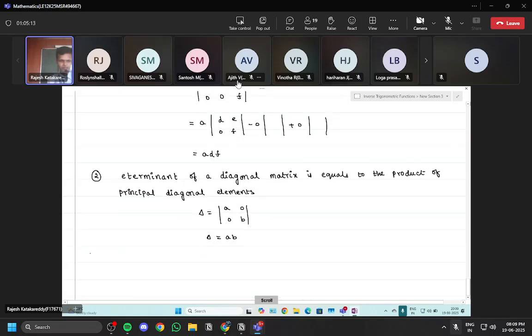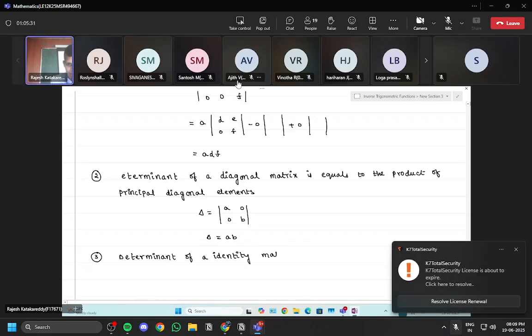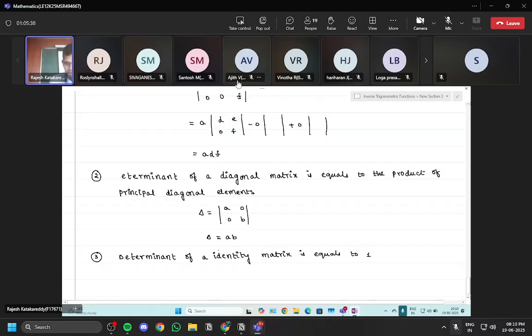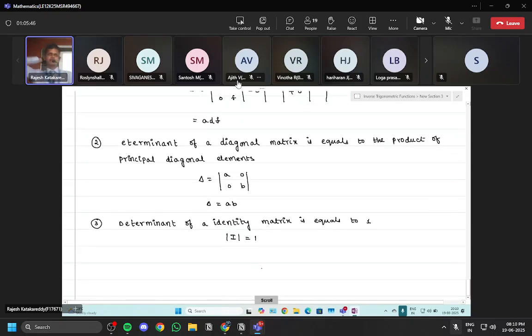Third one, determinant of an identity matrix is equals to 1. Determinant of I will always be equal to 1 because it is a diagonal matrix. Product of principal diagonal elements is 1.